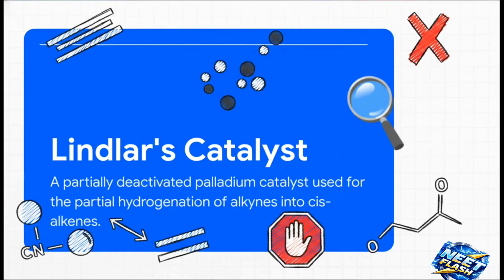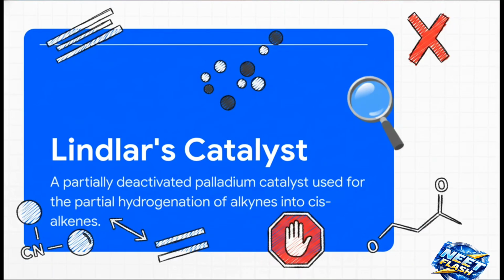So here's a challenge, right? How do you go from a triple bond down to a double bond without accidentally going all the way to a single bond? You need a catalyst that knows when to stop. And that is exactly what Lindlar's catalyst does. You can think of it as a poisoned catalyst. Its power has been dialed back on purpose, so it just perfectly stops the reaction right at the alkene stage.